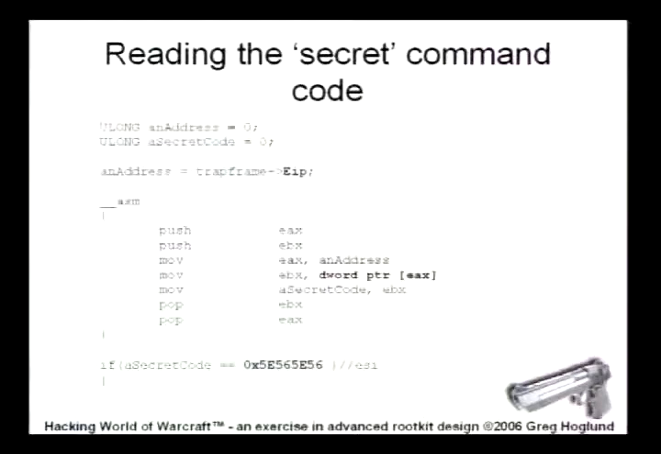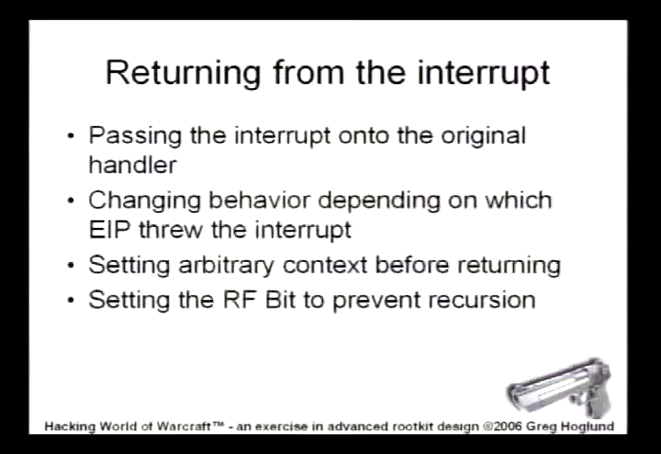And there's the code that does it. You can see I'm switching on it down there. Secret code equals, and then it has this secret code mentioned right there. Okay, so to return from the interrupt, we can tell which EIP throws the interrupt, so we can have behavior based upon that.